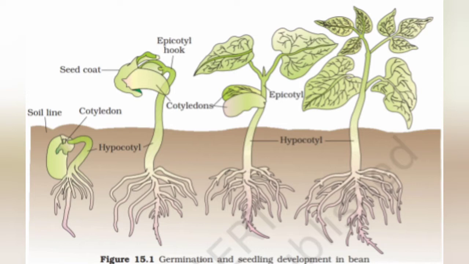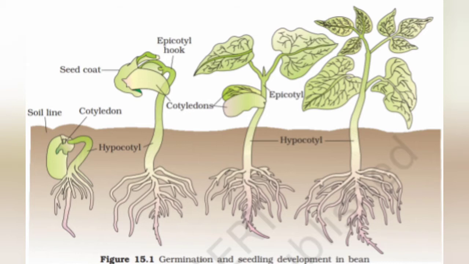The cotyledons start nourishing and the hypocotyl gives rise to the root system. The epicotyl gives rise to the shoot system. The seed coat gets removed, after which the cotyledons also shed off, once the plant has enough leaves available for photosynthesis. So this is how a seed grows and develops into a seedling, and how this seedling grows and develops into a plant.